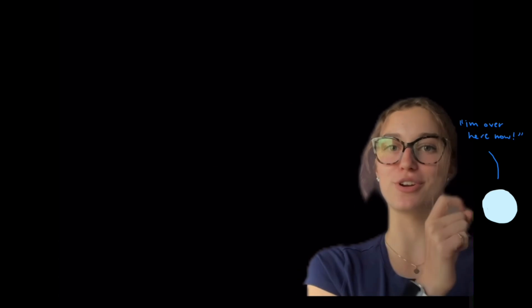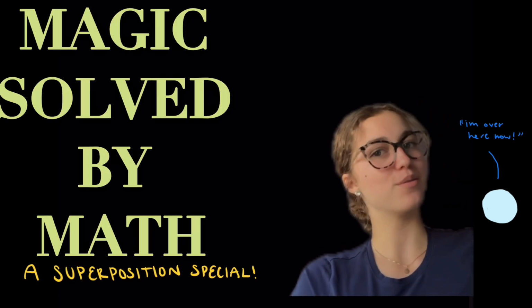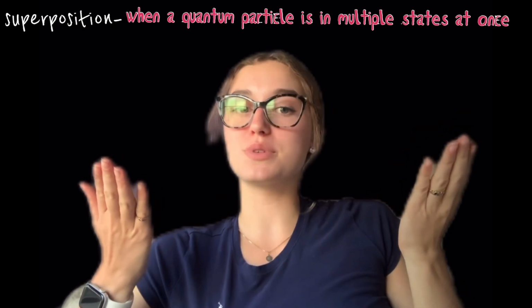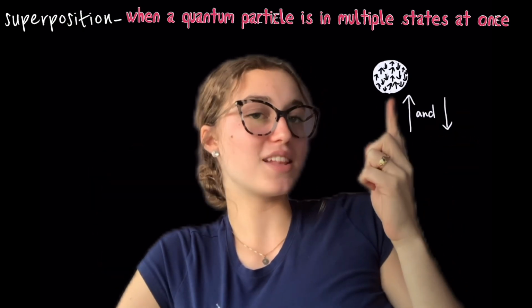Welcome to the mind-bending world of quantum physics, where particles can be in multiple states at once and transport across space. It's like magic that can be solved by math. Superposition is when a quantum particle can be in multiple states at once. It could be spinning up and down. It could be over here and over there, all at the same time.